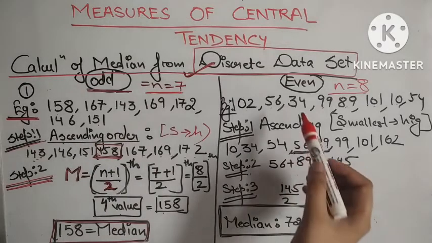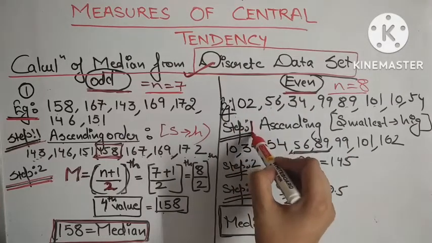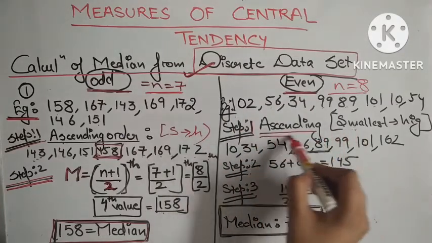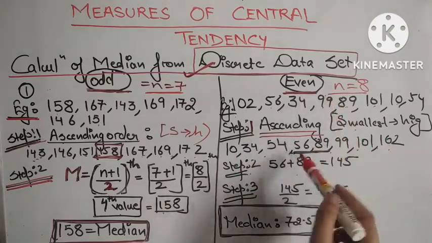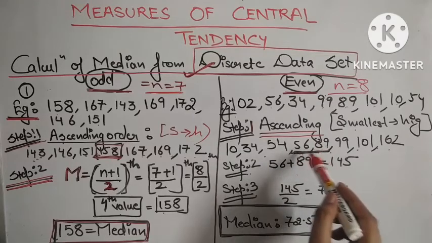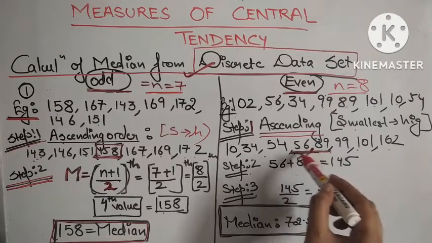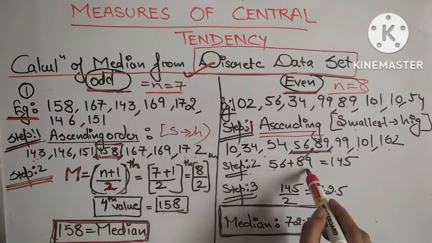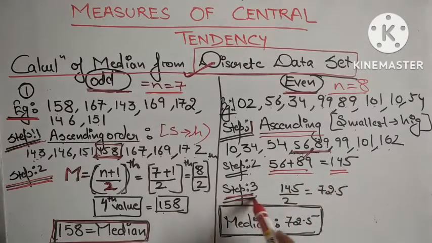In the second example, where we have taken an even set of data, first of all, in step number 1, I have arranged it in ascending order. After arranging it, in an even set you will see that we have two middle numbers. You will first take the sum of these two numbers, which is 145. After that you will divide it by 2. You will get the median of an even discrete data set. So I hope this much is clear to you.